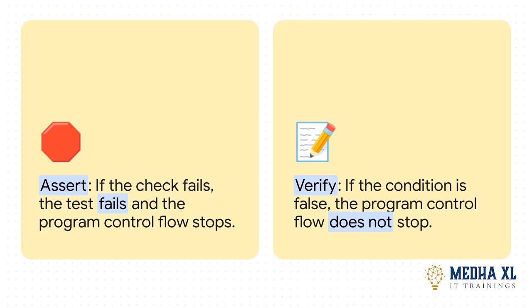First up is assert. Think of an assert as a total showstopper. It asks a question like, does the page say login successful? If the answer is no, the test just halts. Bam. End of story. Test failed. Then you have verify. This is more like a fact checker. It asks the same question, but if the answer is no, it just jots down the error in a log and lets the rest of the test keep on running.